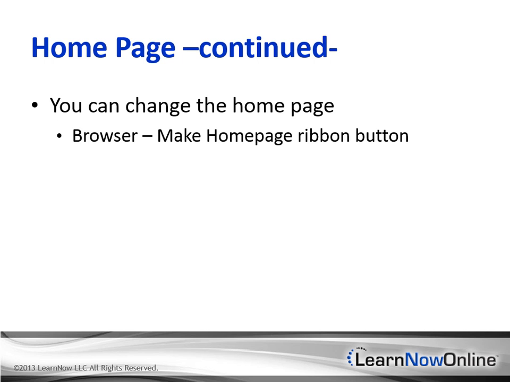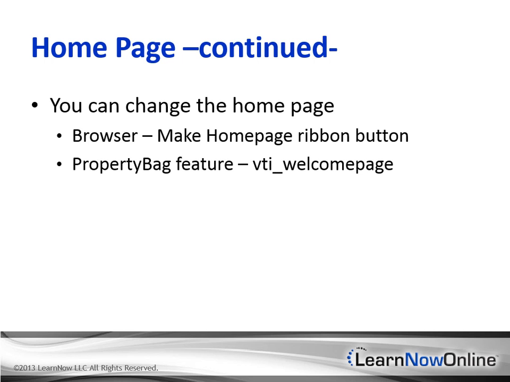The easiest way to change the home page is just using the ribbon. You just go ahead and select it as the home page. You can also do it in code. You can use the property bag feature, and so the property bag feature, that would be declaratively in a feature with feature XML. You can propagate that, provision it.